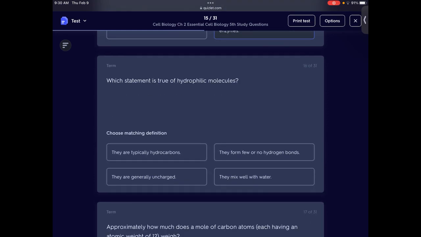Which statement is true of hydrophilic molecules? Right, so they're typically hydrocarbons, so nope, because those are hydrophobic. They don't have any partial charge, so water isn't going to really mess with them. Hydrophilic, they do mix with water really well, so might be it.